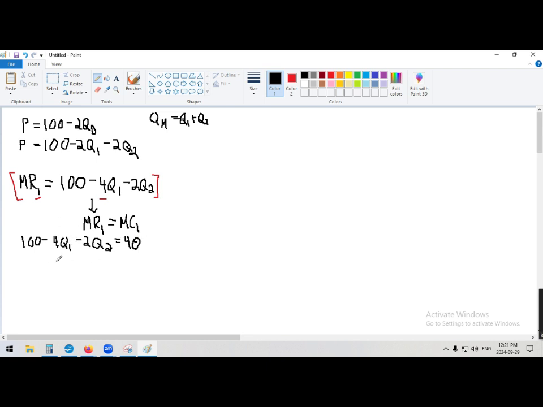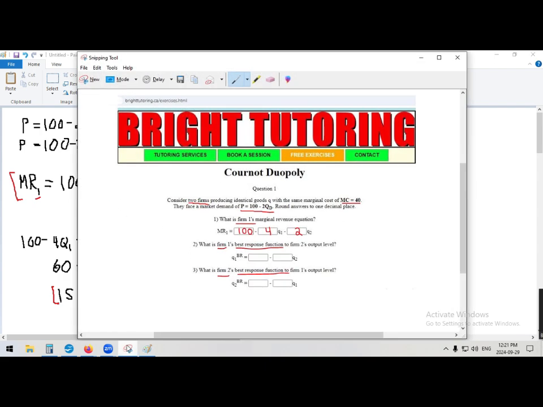So we move the 40 over, and we get 60 minus 2 Q2 is 4 Q1. Then we just divide by 4, and we get Q1 best response is equal to, 60 divided by 4 is 15, and then minus 1/2 Q2. So that here is going to be best response 1 for the first firm. So this is going to be 15 minus 1/2, or 0.5, Q2.